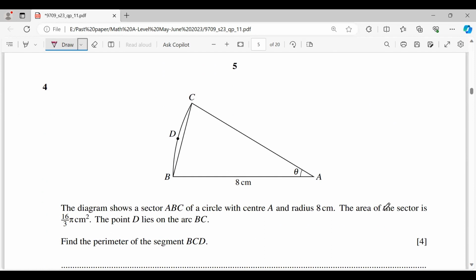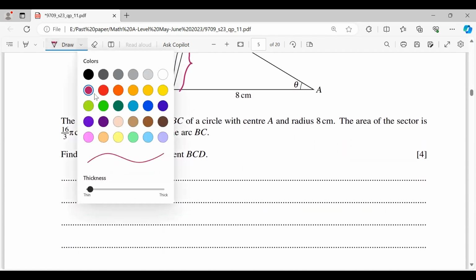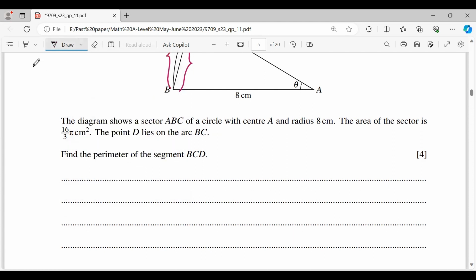Four. This diagram shows a sector ABC of a circle. So this sector is a part of a circle, if we create a full circle like this. The radius is 8, and the area of this sector is 16 over 3 pi centimeter squared. The point D lies on arc BC. Find the perimeter of the segment. We are going to find BC, this straight line, and then this arc. I'm going to change the color to black.